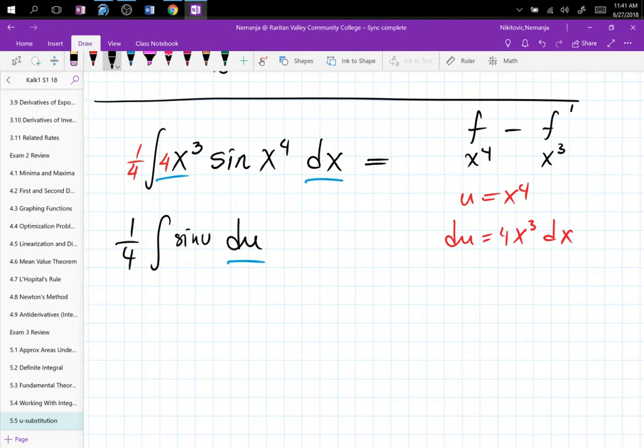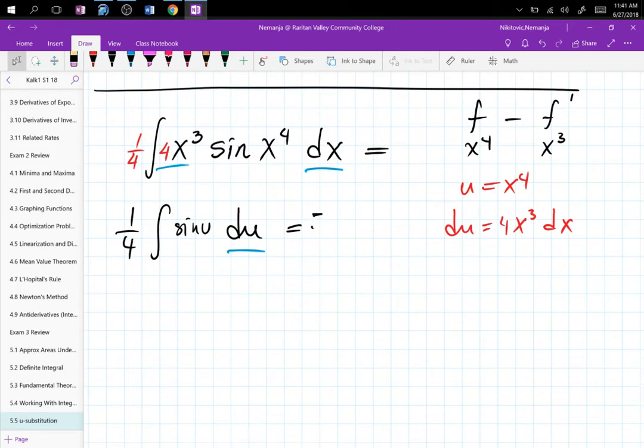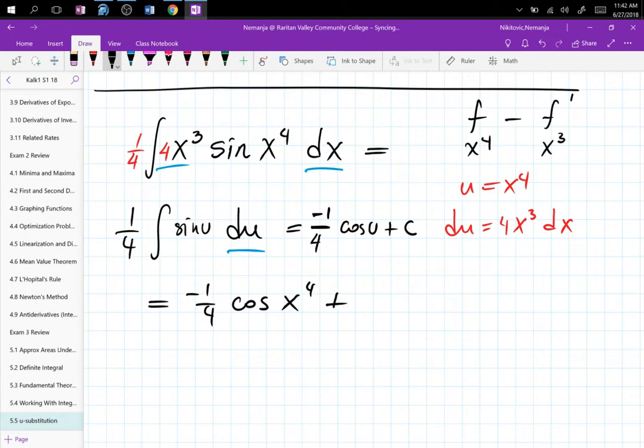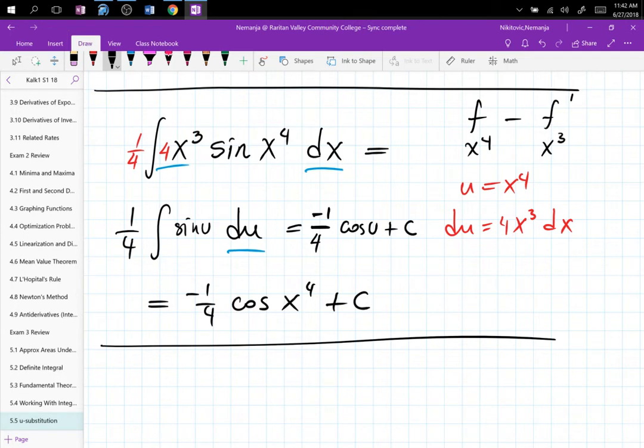So integral of sine u, again, your f, your function, which was u, is x to the 4. So this is simply, the integral of sine is? Yes, I was just waiting for someone to say cosine. I needed negative cosine. Cosine u plus c, which gives us negative 1/4 cosine x to the 4th plus c. Go ahead, differentiate, it has to work out.